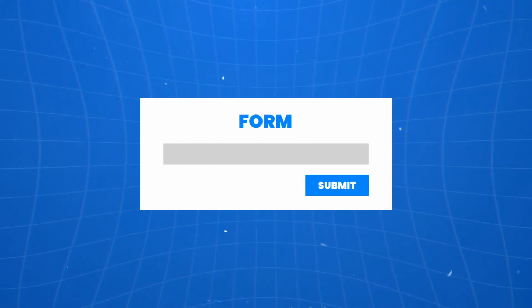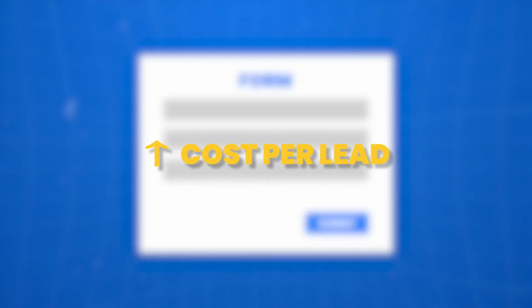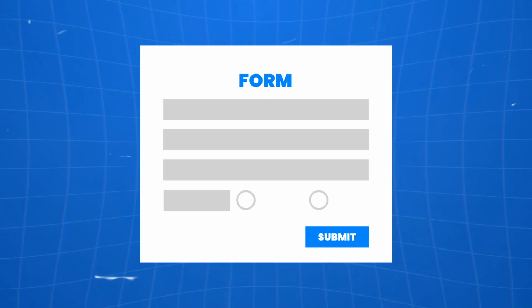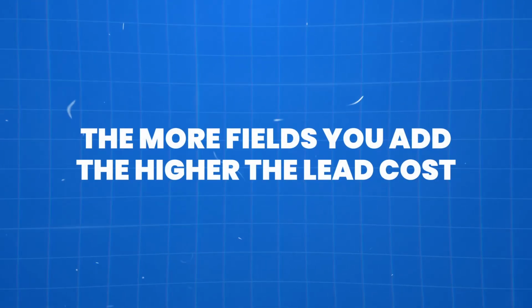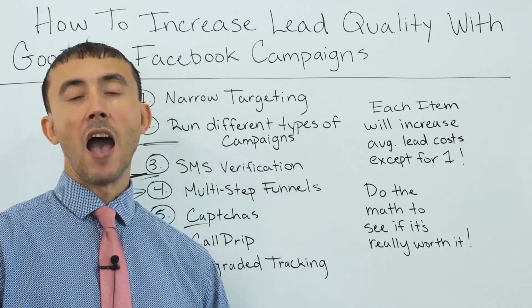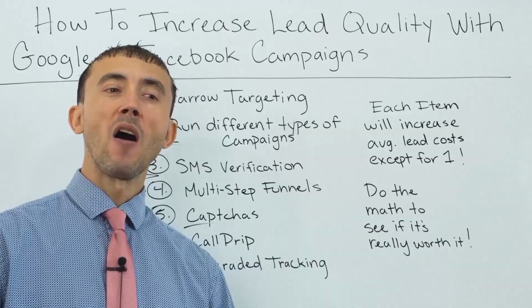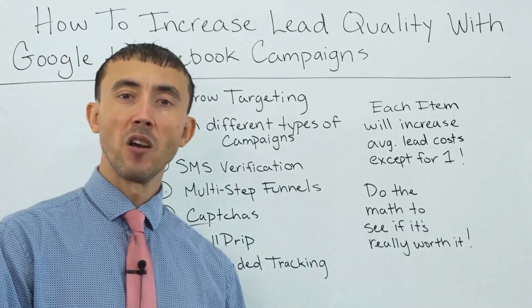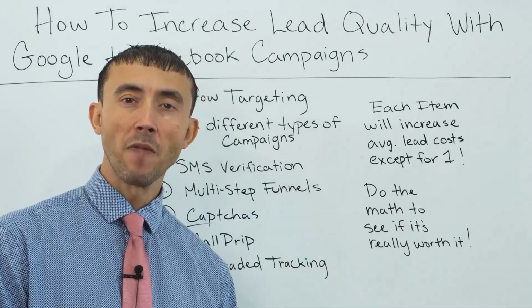Instead of having one field on your form, adding 2 also increases the average cost per lead that you have. Adding 3 fields will again further increase the lead cost, but also increase the quality of the lead. Adding 4, same thing. The more fields you add, the higher the lead cost as well, though, along with it. So the question is, how many fields should I add to get the lead quality that I want, but without adding so many that I'm going to start getting so few leads that my campaign's not profitable anymore?